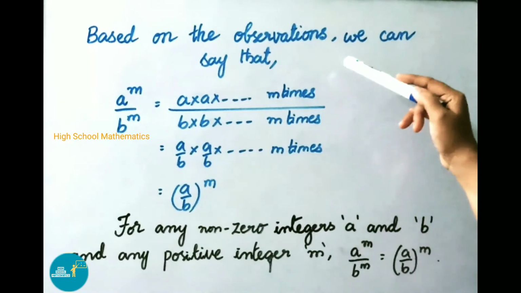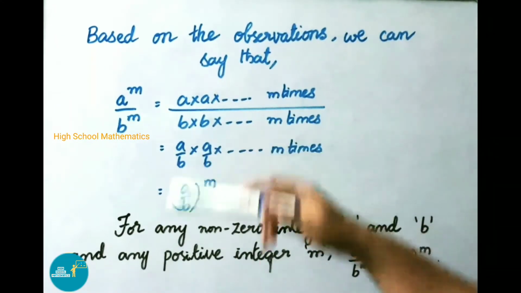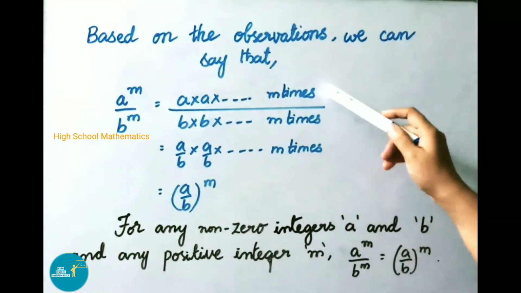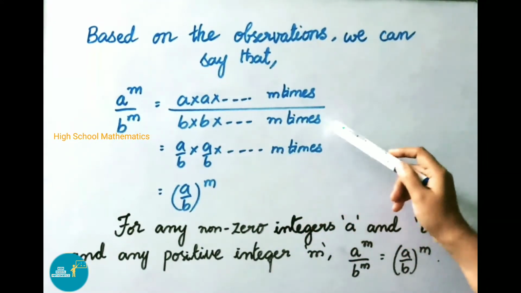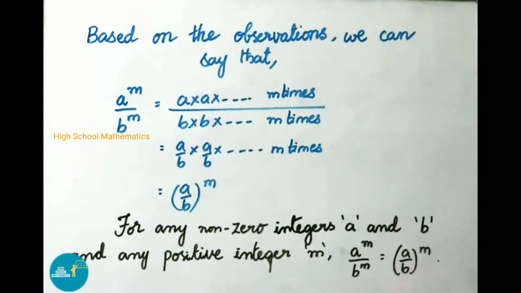Based on the previous observations, we can say that a power m by b power m, that equals to a multiplied m times by b multiplied m times. That equals to a by b multiplied m times. That equals to a by b whole power m. For any non-zero integers a and b and any positive integer m, a power m by b power m is equal to a by b whole power m.